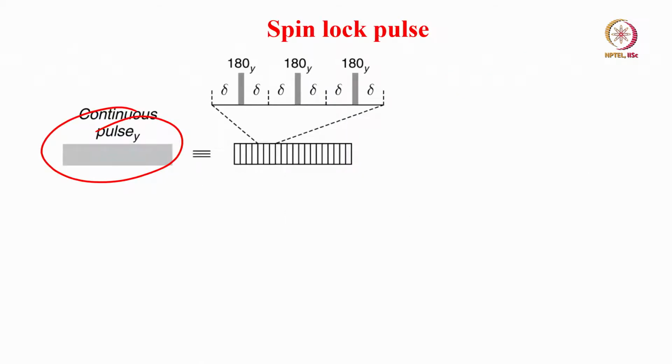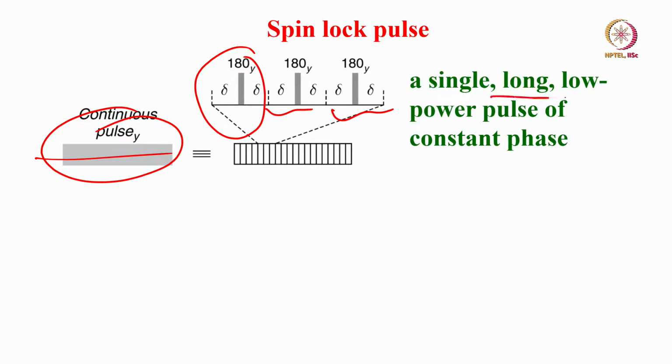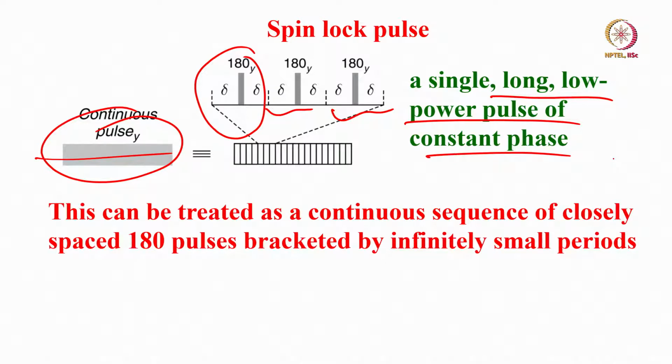Then how do you understand the working of the spin lock? We will divide this entire continuous pulse into a number of spin echo sequences like this. You all know it is a spin echo sequence, delta, 180 pulse, delta, it is a spin echo, another delta, 180, delta, another 180, delta, 180. So, you can think of this as a single long low power pulse of constant phase. You treat this as a continuous sequence of closely spaced 180 pulses bracketed by infinitely small periods.